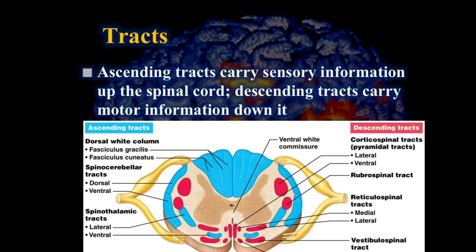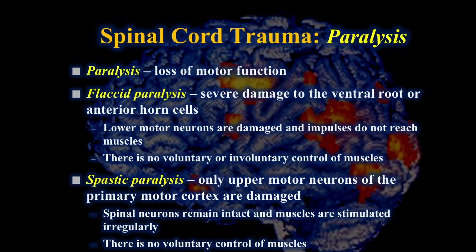Ascending tracts carry information up to the brain, and descending tracts carry information out. No, it's fine. And I'm glad you said that because I didn't read all of the slide to you. If it's sending information up to your brain, what kind of information is it? Sensory or motor? Sensory. And then information going down has to be motor.